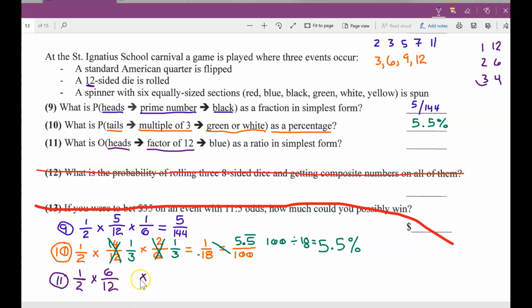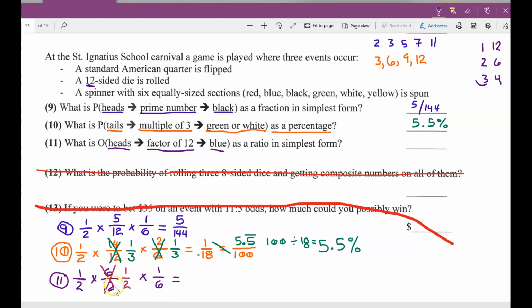And then we win if we get blue. There are 6 possible ways that that spinner can go: red, blue, black, green, white, yellow. And of them, 1 is blue. So our probability of spinning blue is 1 over 6. Let's see if we can simplify. 6 over 12, both of those can be divided by 6. 6 divided by 6 is 1. 12 divided by 6 is 2. So we simplify 6/12 down to 1/2. 1/2 and 1/6 cannot be simplified any further because they have a 1 in their numerators.